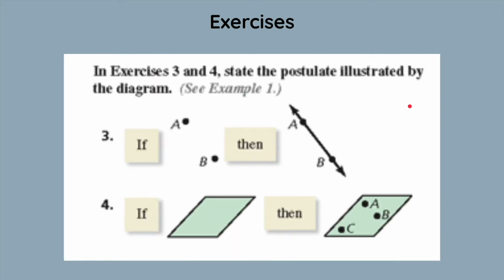So again, for these problems, we have to find out which postulate is illustrated by the diagram. So for number 3, we would use the 2-point postulate, which is that through any 2 points, there exists exactly 1 line. For number 4, we can use the plane-point postulate because a plane contains at least 3 non-collinear points, which is exactly what is shown right here.